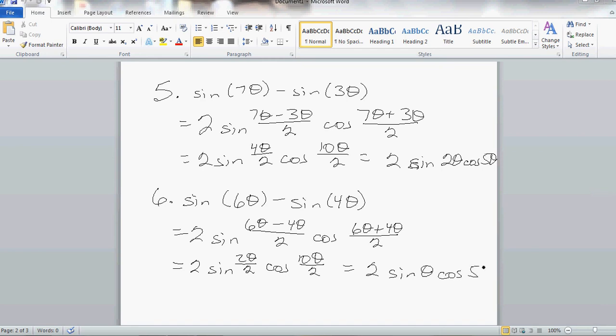cosine of 5 theta. Realize it takes considerably more time on these problems to write them down than it does to actually think them through. It takes longer to write them than it does to think them.